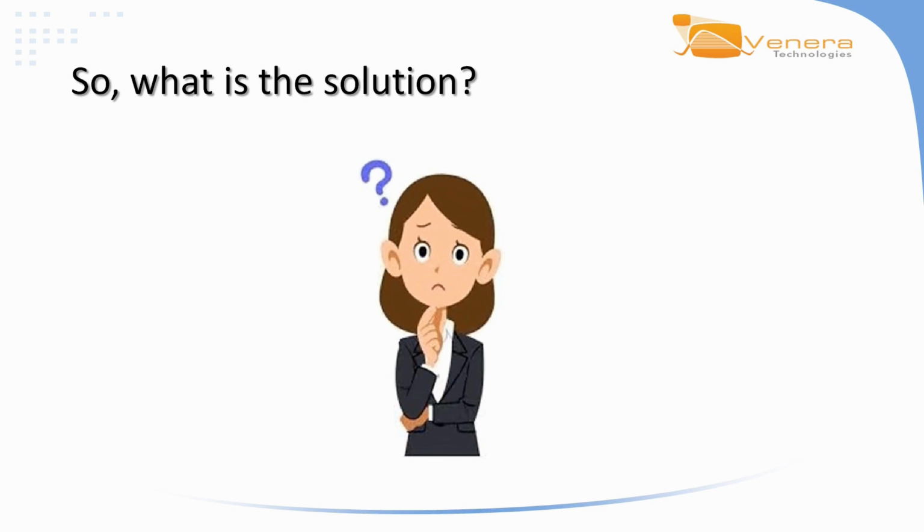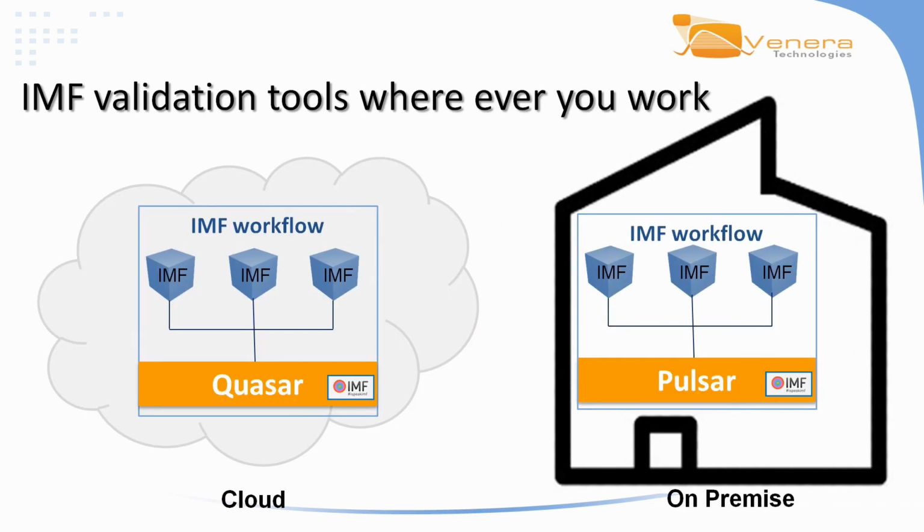So what's the solution? To identify those and other issues in an automated way, to reduce the risk and the resistance of delivering with IMF. There are powerful tools out there to do the QC work of IMF packages, either in the cloud or on-premise. So Venera has two tools, Quasar, for cloud IMF validation, and Pulsar for on-premise validation, to automate the process, as well as the QC of the audio and video content themselves.